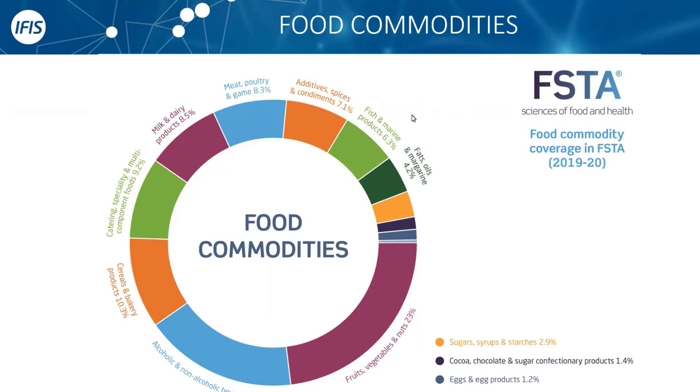You can look at that in terms of all sorts of different categories of commodities that you can see here. So we've got a lot about fruits and vegetables and nuts, also a lot about various kinds of beverages, meat and poultry, cereals, etc. So just like you would think.